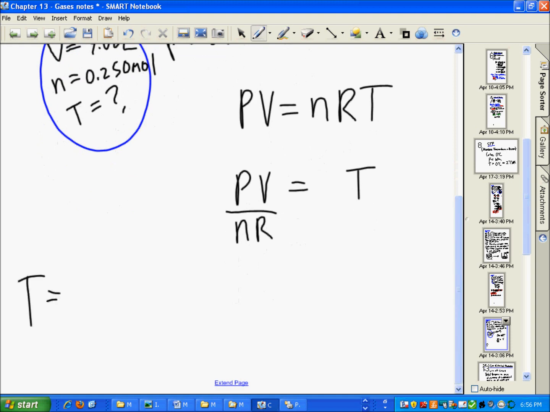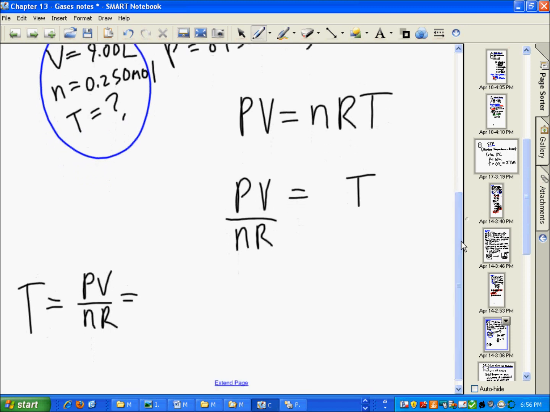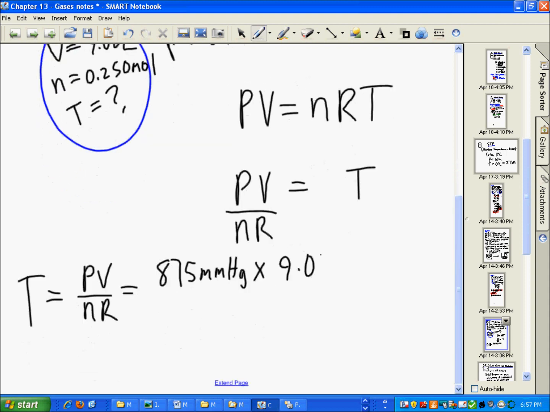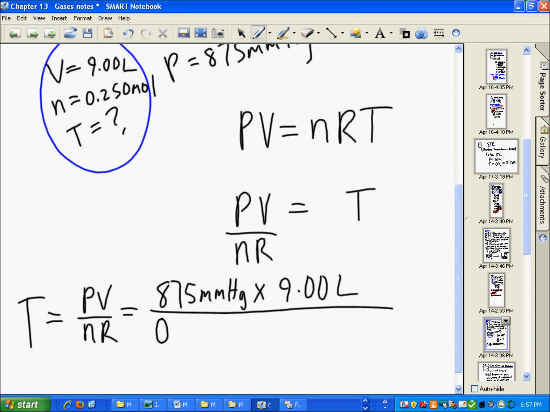So T equals PV over NR equals 875 millimeters of mercury times 9.00 liters divided by 0.250 moles times 0.08258 liters atm over mole Kelvin.